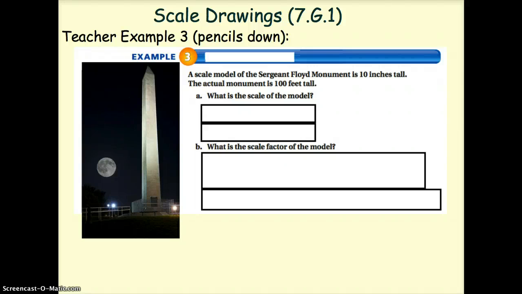Hello class, and welcome to part 2 of our notes on scale drawings. Again, our standard is still 7.G.1. This is the second part of our notes, so make sure you've watched the first video before watching this one.